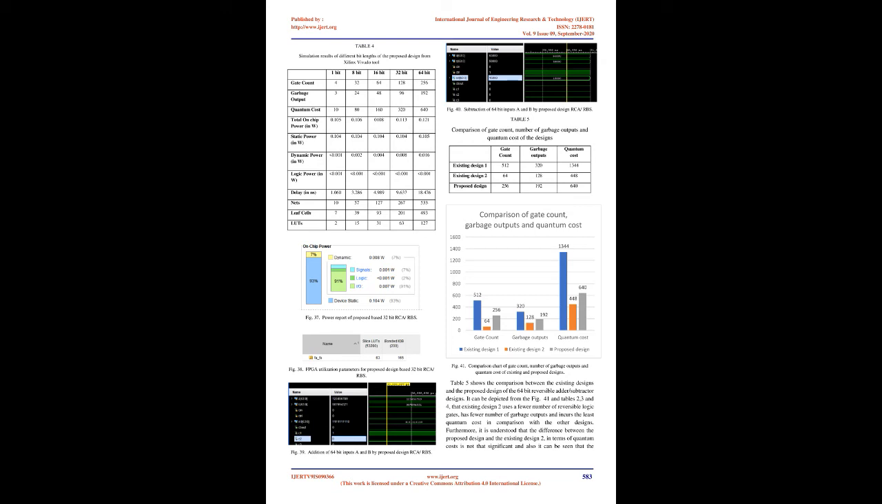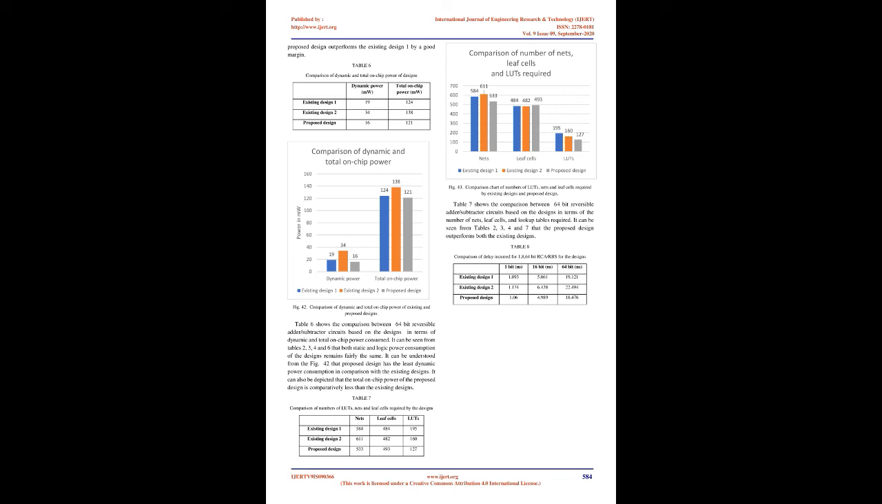Comparison chart of gate count, number of garbage outputs and quantum cost of existing and proposed designs shows the comparison between the existing designs and the proposed design of the 64-bit reversible adder/subtractor designs. It can be depicted from Fig. 41 and tables 2, 3 and 4 that existing design 2 uses a fewer number of reversible logic gates, has fewer number of garbage outputs, and incurs the least quantum cost in comparison with the other designs. Furthermore, it is understood that the difference between the proposed design and the existing design 2, in terms of quantum costs, is not that significant, and also it can be seen that the proposed design outperforms the existing design 1 by a good margin.